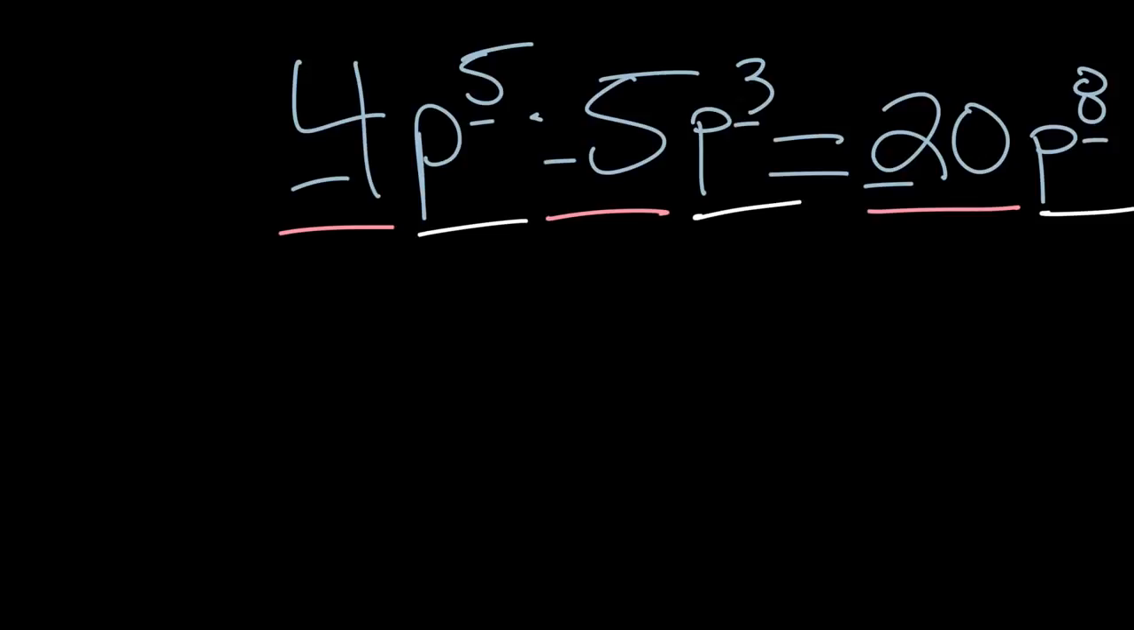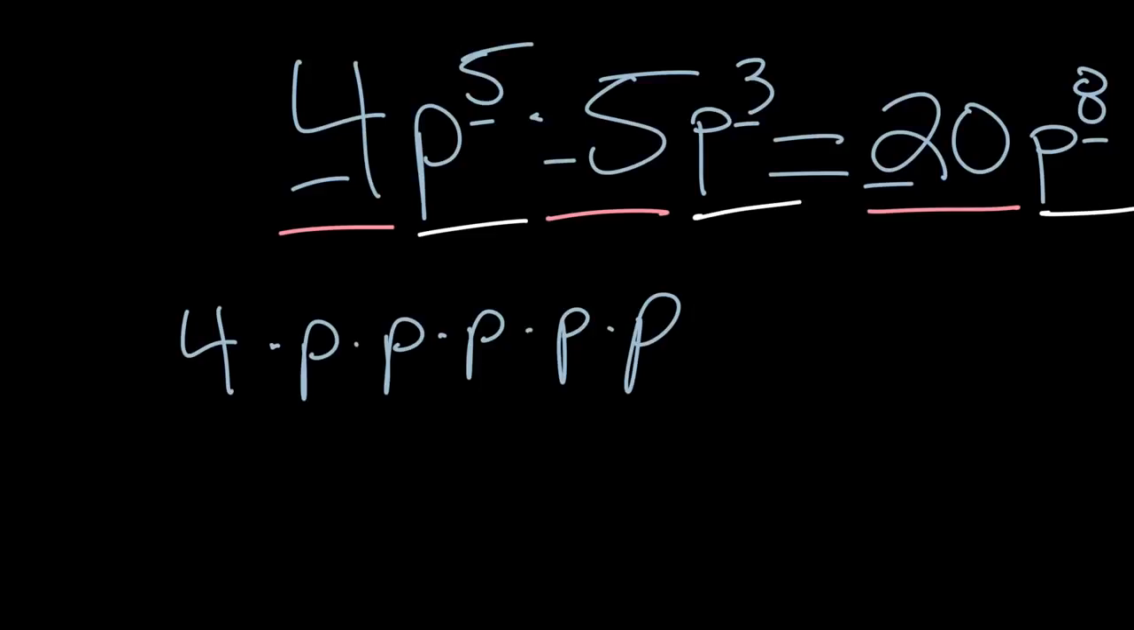And if you really want to see why that is, let's dive in here and break down this first term. Let's break down 4p to the 5th. I can write that out as 4 times p times p times p times p times p. That's 5 of them. It's 4 and 5 p's. And then that second term I can write as times 5 times p times p times p.